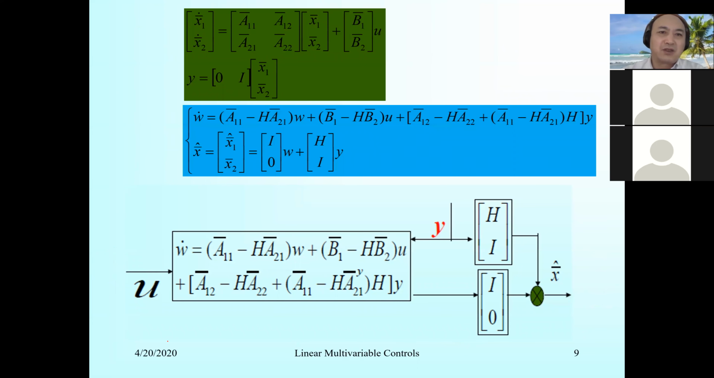In the X bar system, C is transformed into this after the Q transformation. This is our reduced order observer dynamics. This is my estimated X bar hat. From U and from Y, you are going to get this. And of course, you need to decide what your H is. Your H will show up here, here, and here.